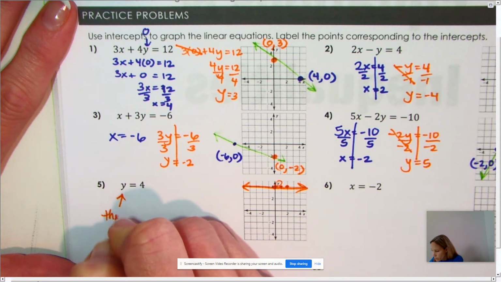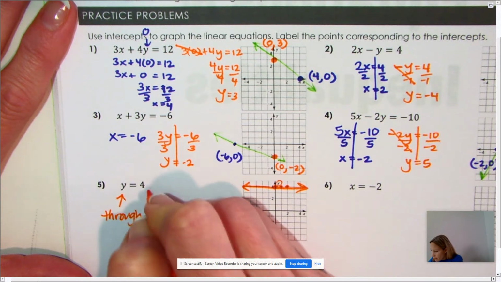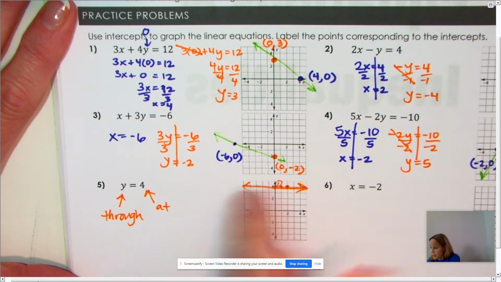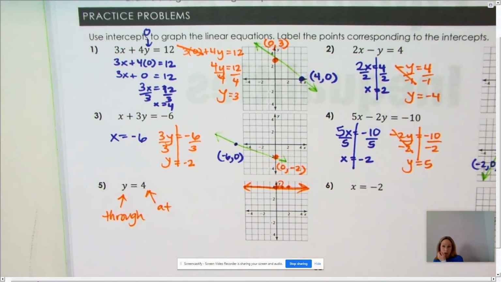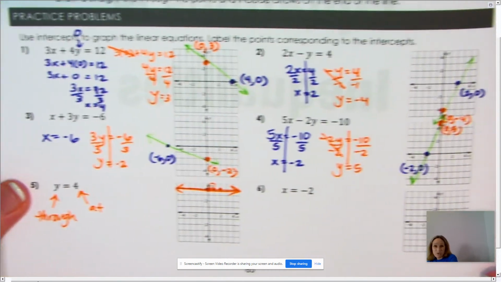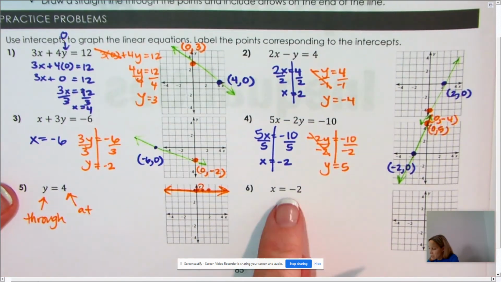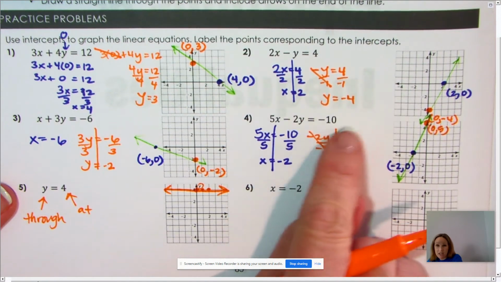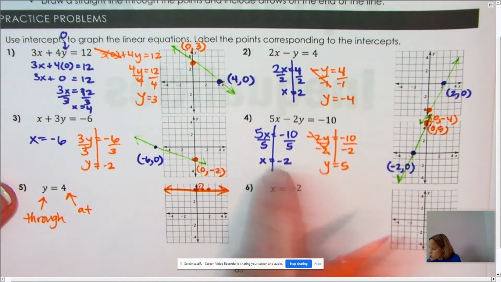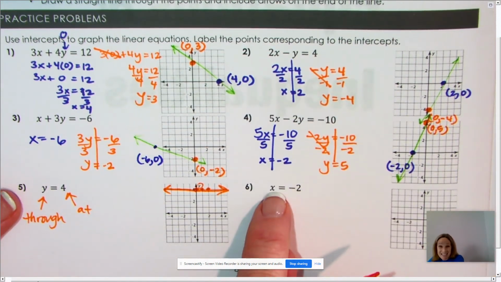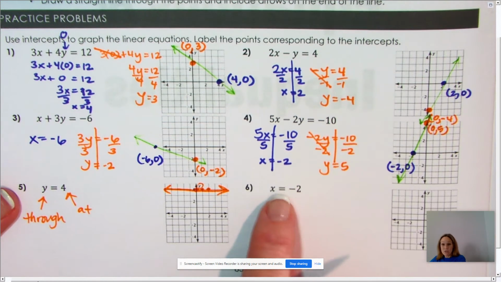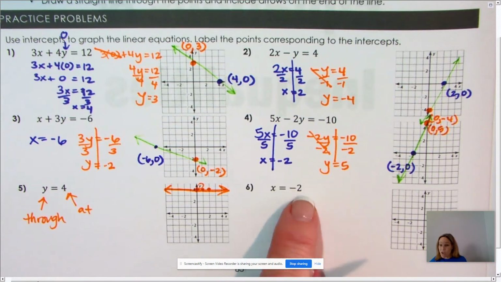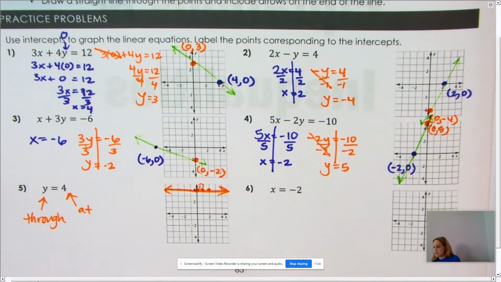So through y at 4, and it's a horizontal line. Okay, if we have x equals, and this is not like that one. This is referring to a point. This has an equation. That's the value just at that one point. This is the whole equation. This one's telling us x is always equal to -2. No matter what y is, x always, always, always equals -2.